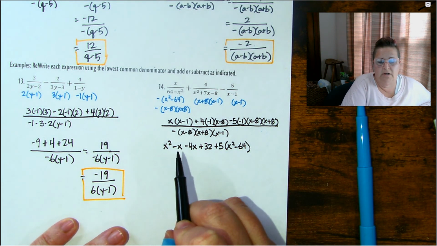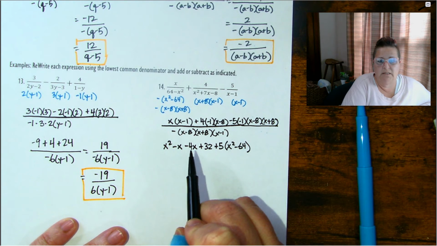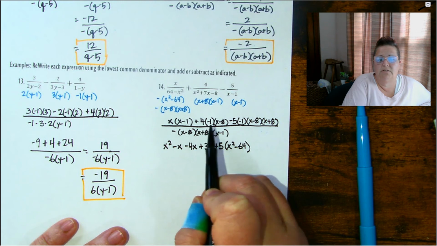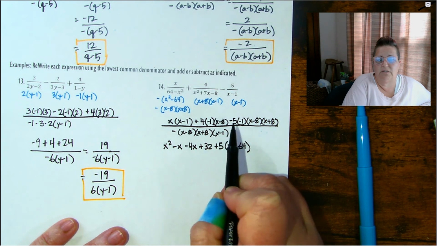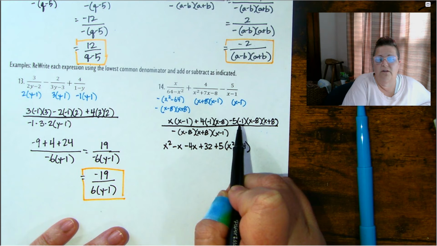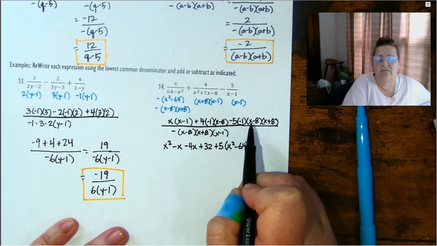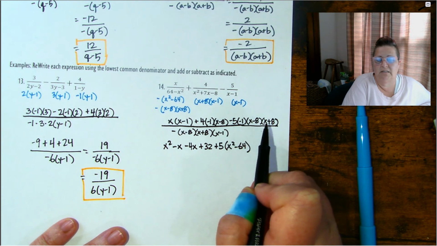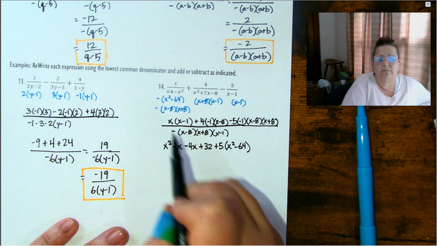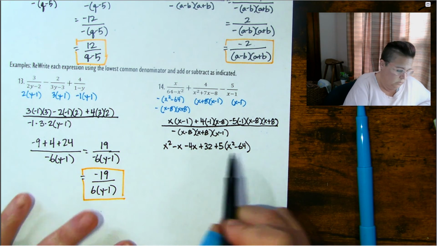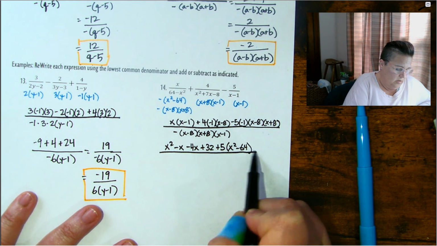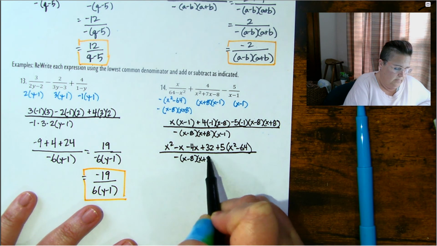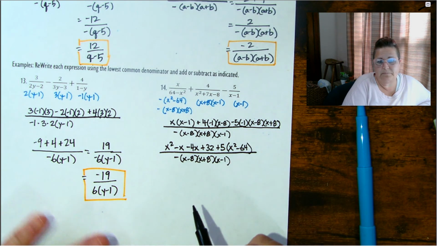So I've got an x squared minus x minus 4x plus 32. That's a minus 4 times x, and a minus 4 times 8 is a positive 32. Got a negative 5 times a negative 1. That's a positive 5. And then I just combined these, the x minus 8, x plus 8. I know from here that's x squared minus 64, so that's what I rewrote. That's going to all go over a negative x minus 8, x plus 8, x minus 1.